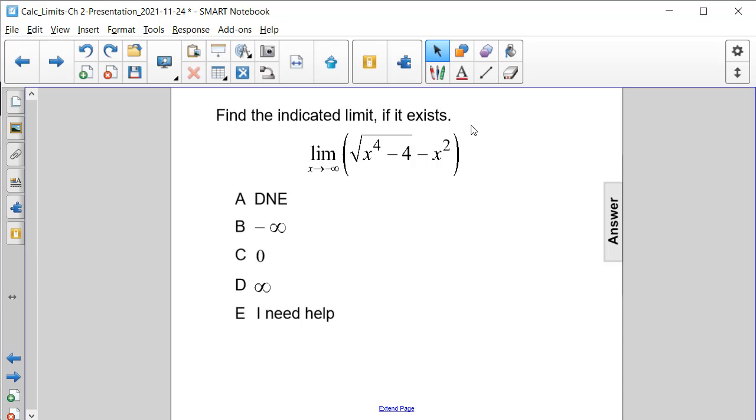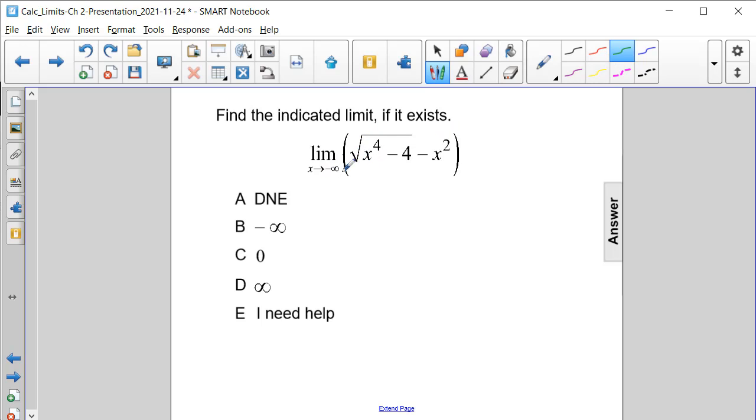Find the indicated limit if it exists. The limit of the square root of x to the fourth minus 4, and then outside the radical we have minus x squared. We're taking the limit of this entire function as x approaches negative infinity.